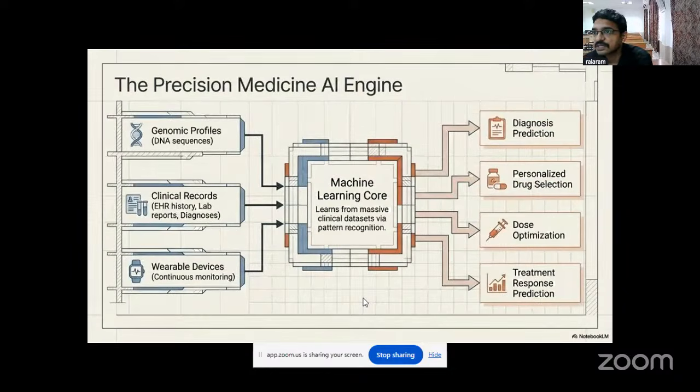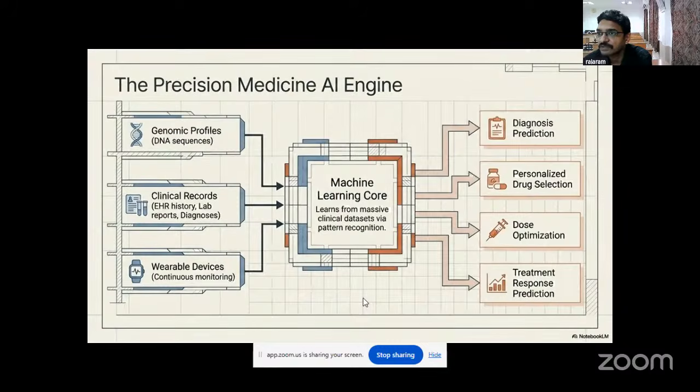So what is the precision medicine AI engine? What we are trying to make students understand is the DNA sequences which are being utilized, what big data is available, and what the different wearable devices are from which continuous monitoring data is generated. All this data is integrated into core machine learning and deep learning, which learns from massive datasets via pattern recognition.